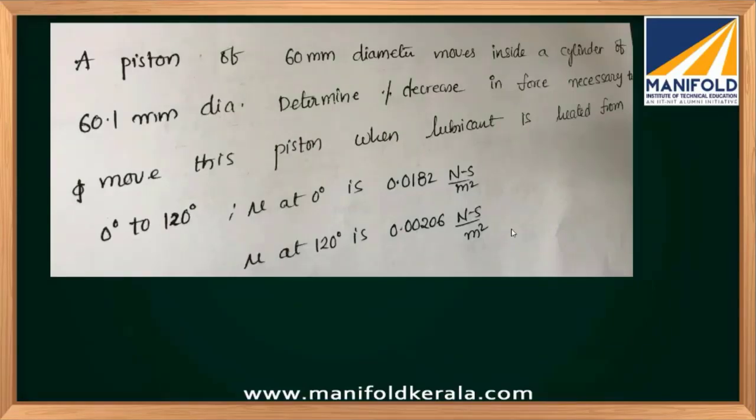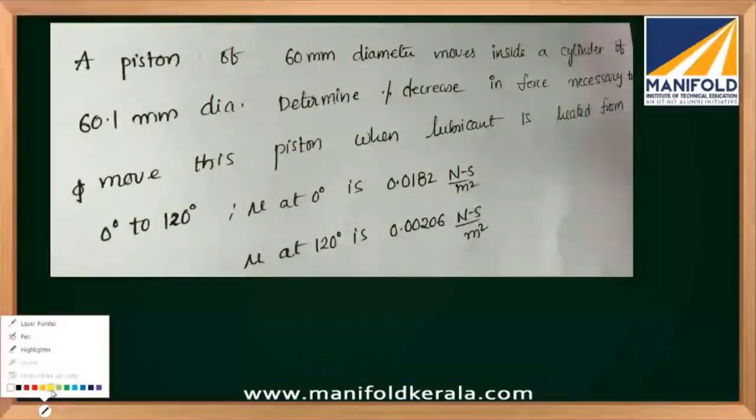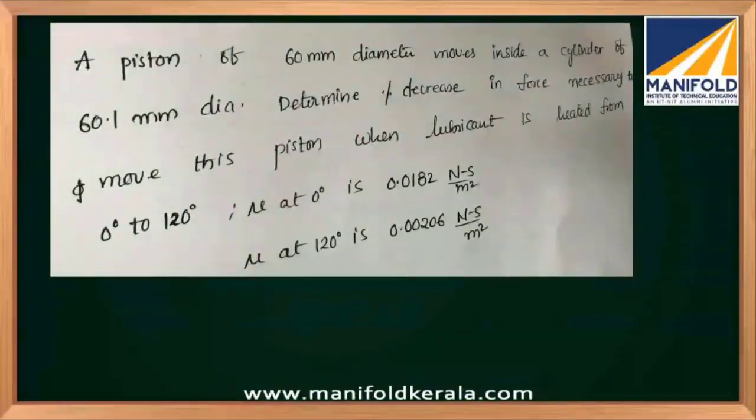Next, we will be moving on to one sum based on viscosity. You can take the screenshot of the question, or else in the evening I'll be sending you the question as well as the solution. Here in this question, he has given a piston of 60 mm diameter that moves inside a cylinder of 60.1 mm diameter.